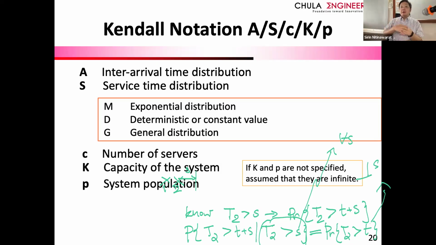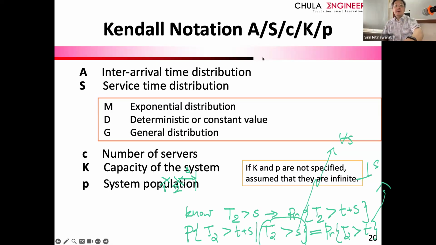Typically, if there's one server, then the capacity of the system is the capacity of the queue plus 1, right? Because there could be one customer being serviced and the rest are in the queue. System population, again, this is related to the Poisson arrival process we talked about, right? We can idealistically assume that the population size is infinite. So if the fourth and last numbers are not specified, then we can assume that they are infinite, right?